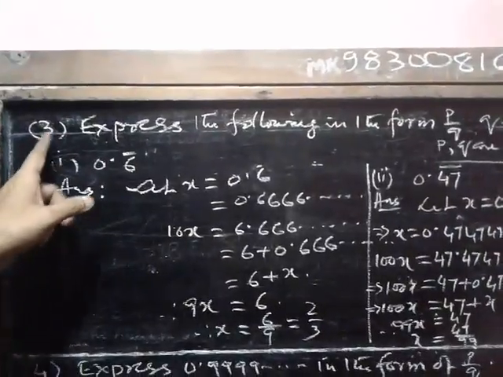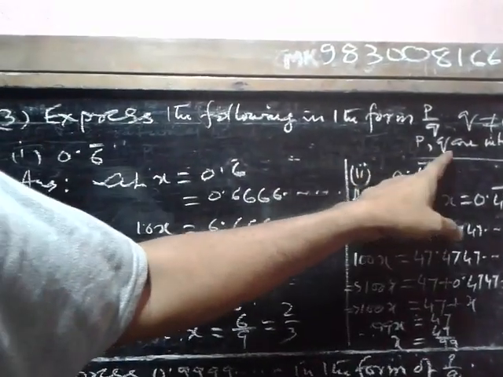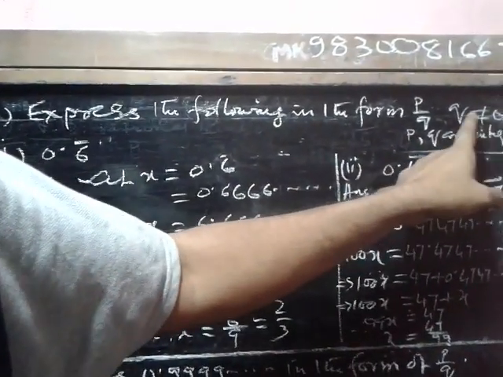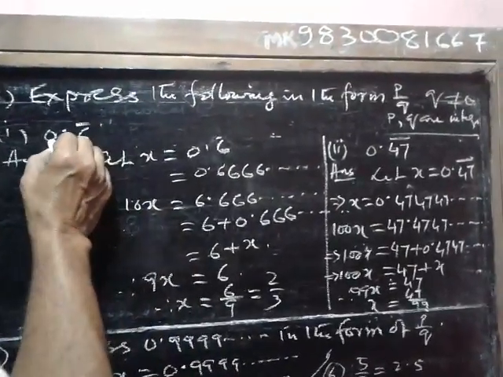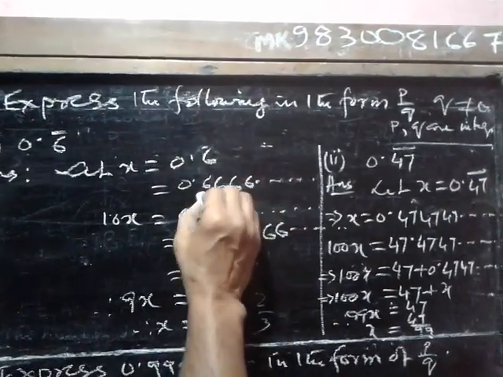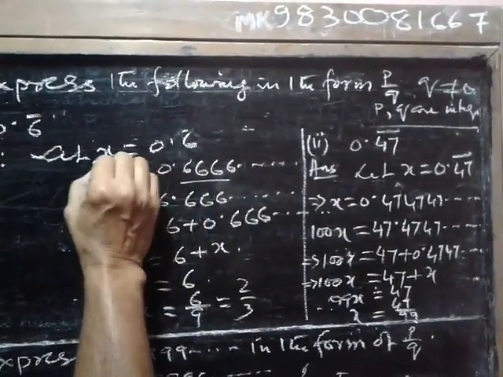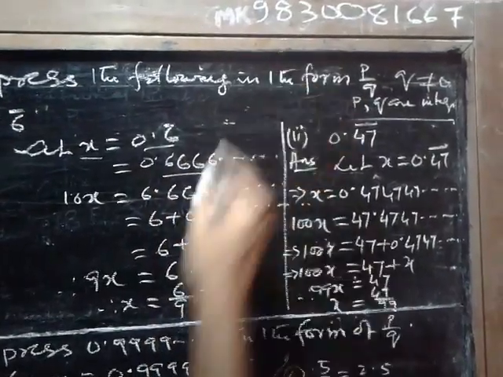Question number 3. Express the following in the form of P by Q, where P and Q are integers and Q is not equal to 0. See, 0.6 recurring. Recurring means repetition. Let x equal to this. This means 0.6666, it will go on.